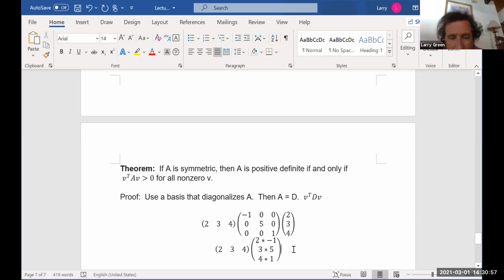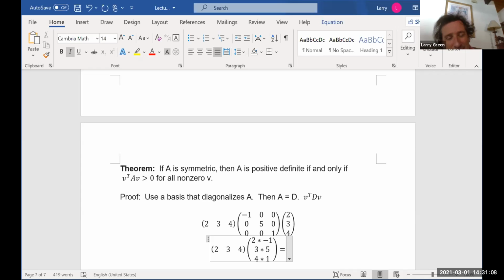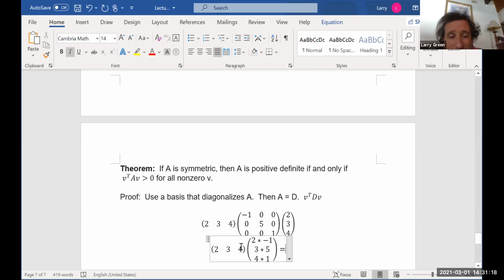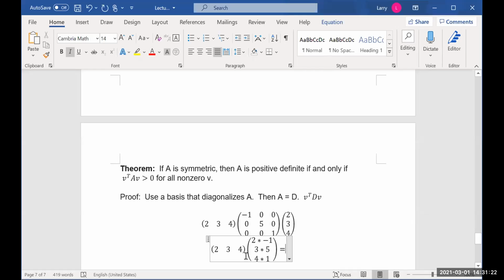All right, now this is an easy matrix multiplication. When you have a matrix multiplication of a horizontal vector times a vertical vector, that's a dot product. Do y'all agree? If you have a horizontal vector times a vertical vector, that's a dot product. There's nothing to it, basically.